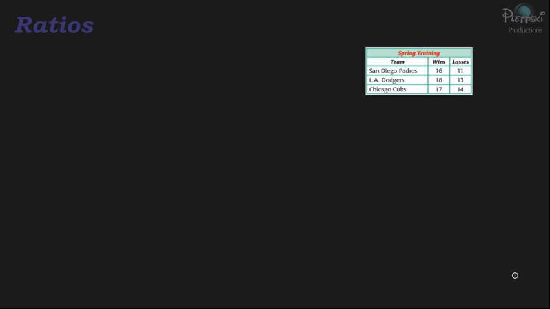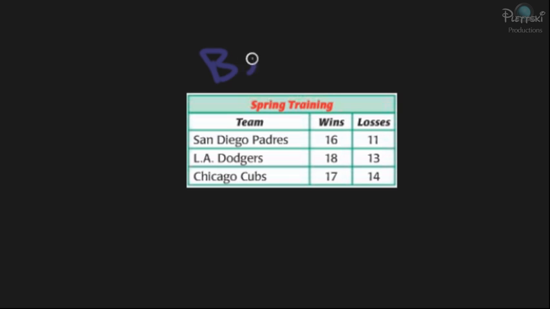Ratios. There are different ways to write ratios. A ratio uses division to compare two numbers, and there are three different ways to write a ratio of two numbers. For example, let's say we're looking at baseball.